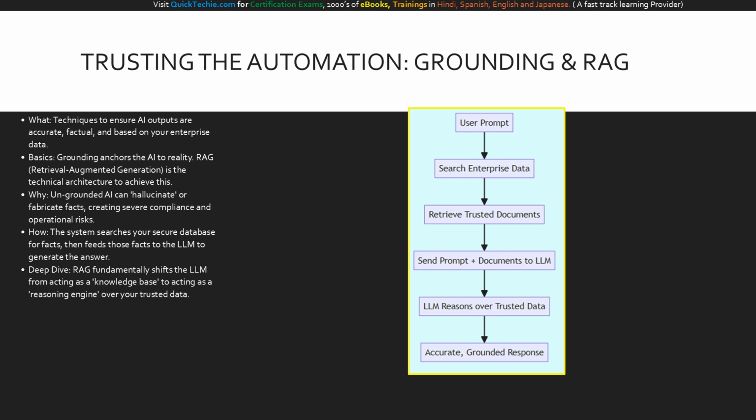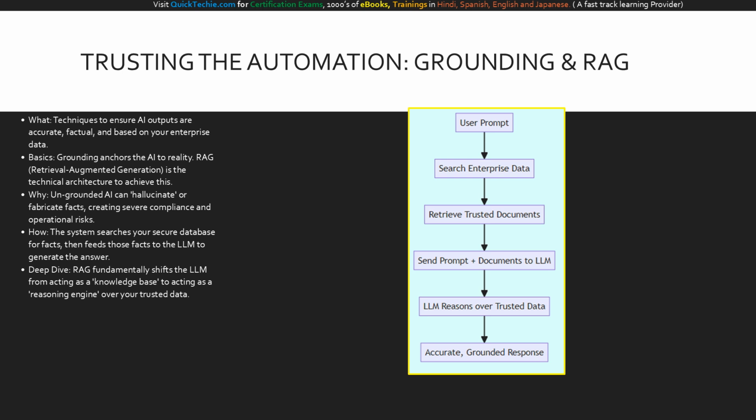When a user asks a question, the system first retrieves the exact documents from your secure database. It then augments the prompt with these facts before sending it to the LLM. The deep dive concept here is profound. With RAG, you stop treating the AI model as an encyclopedia. Instead, you treat it as a reasoning engine. You supply the facts. The AI simply reads, summarizes, and communicates them accurately. This is how you secure enterprise trust.